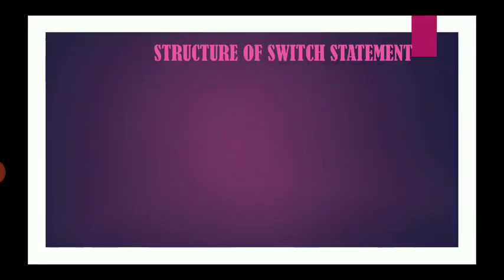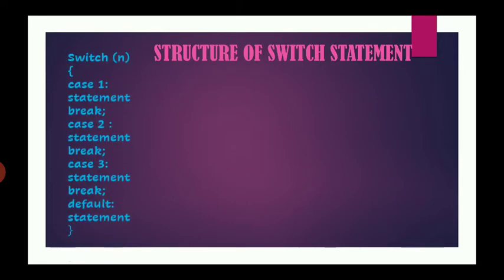Structure of switch statement. Now this is the structure. If you see the structure, switch is the keyword, then in the bracket there is n, which is a variable, and then we are entering into a block. Then case 1, after writing case 1, a colon is given, and then whatever statement you want to type, you can type there. Then we have to break case 1. That means we have to terminate case 1 here.